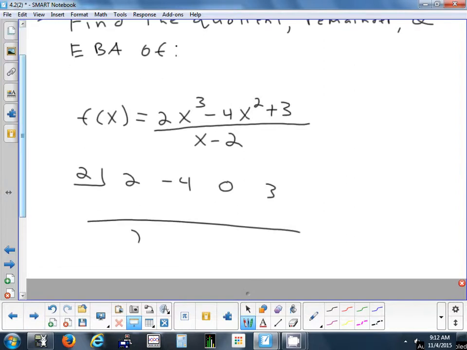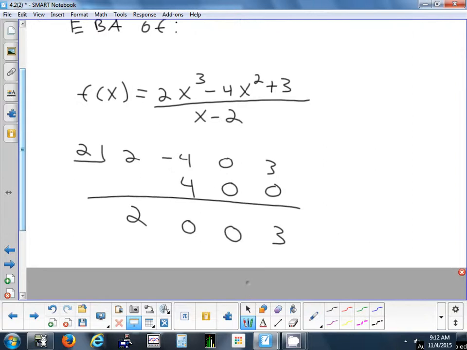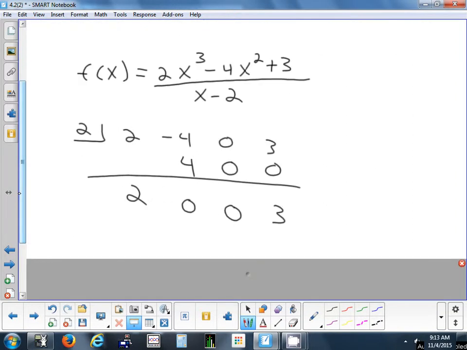All right, so bring down our 2. 2 times 2 is 4. Add those up, we get 0. 2 times 0. Add those up. 2 times 0. Yeah, 0. Add those up, and we get 3. All right, so let's start with the quotient.